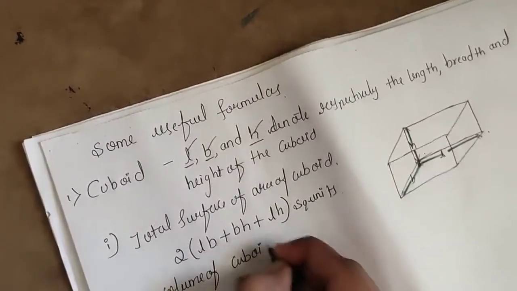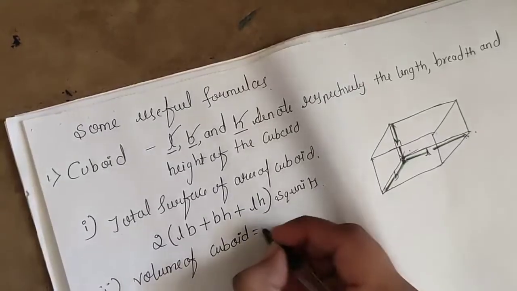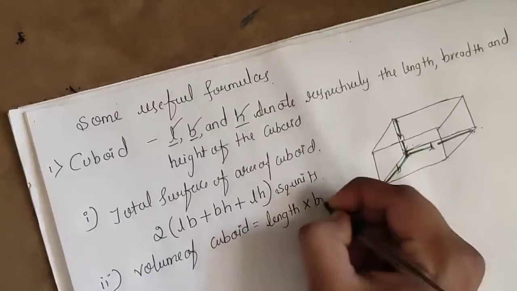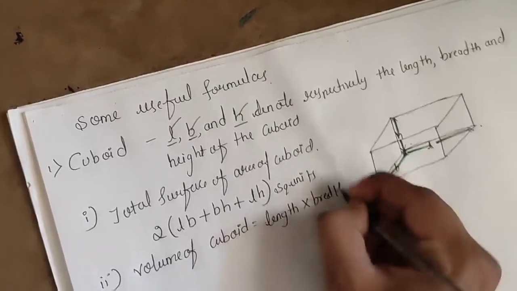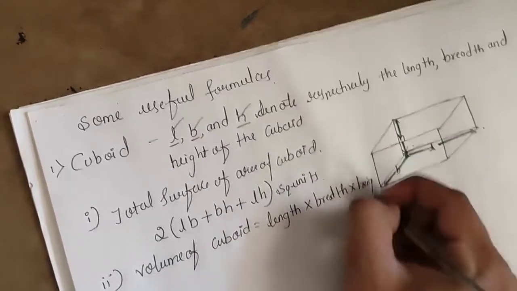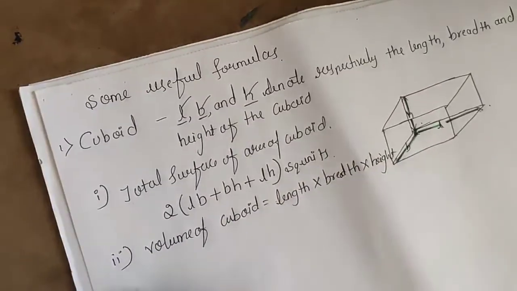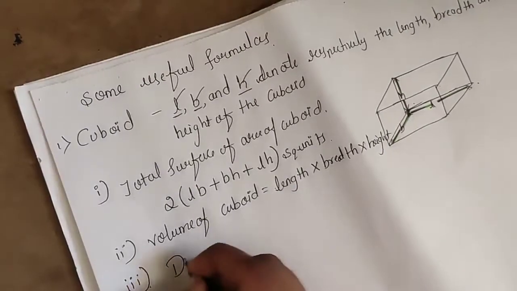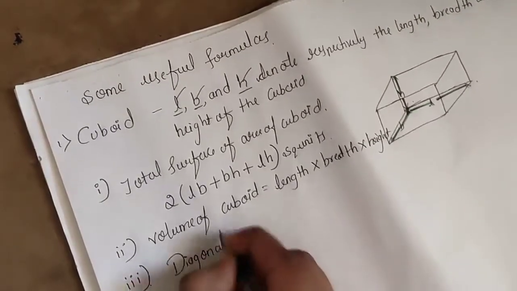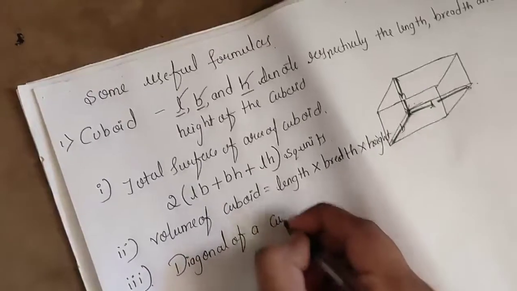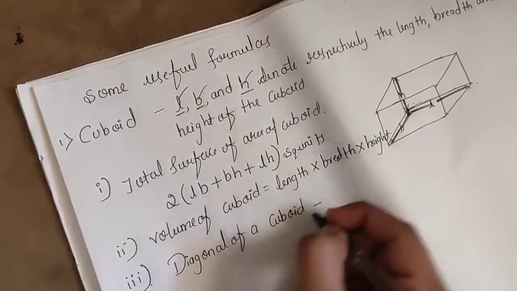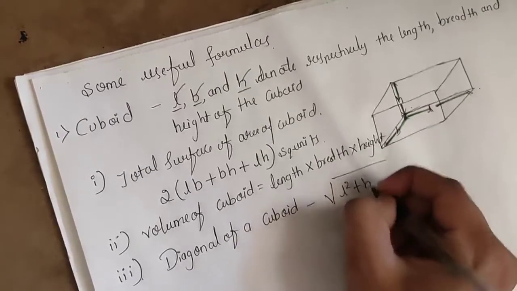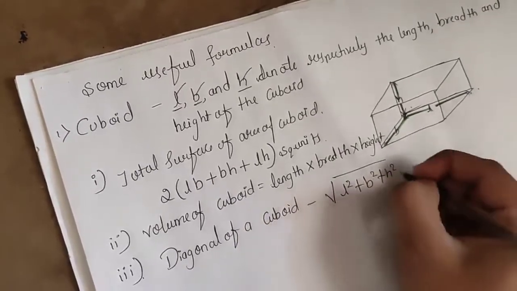Second one is volume of cuboid. What is volume of cuboid? Formula for volume of cuboid: length into breadth into height. Third one is diagonal of a cuboid. What is diagonal of a cuboid? Root of L square plus B square plus H square units.